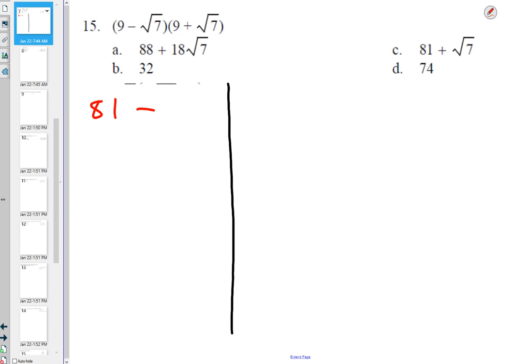What happens when you multiply a square root times itself?